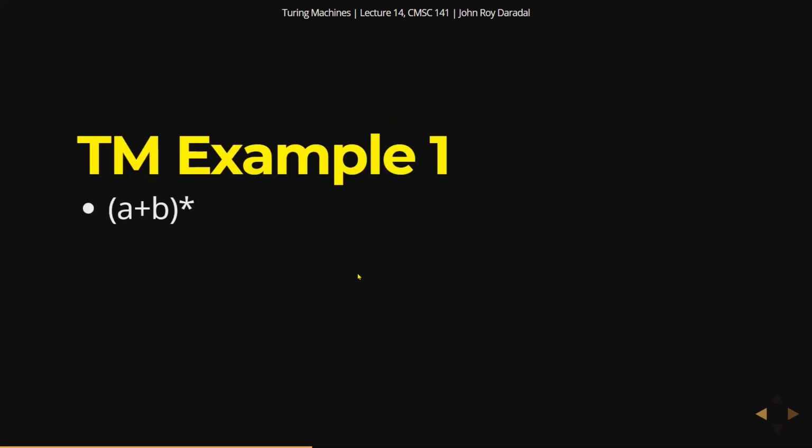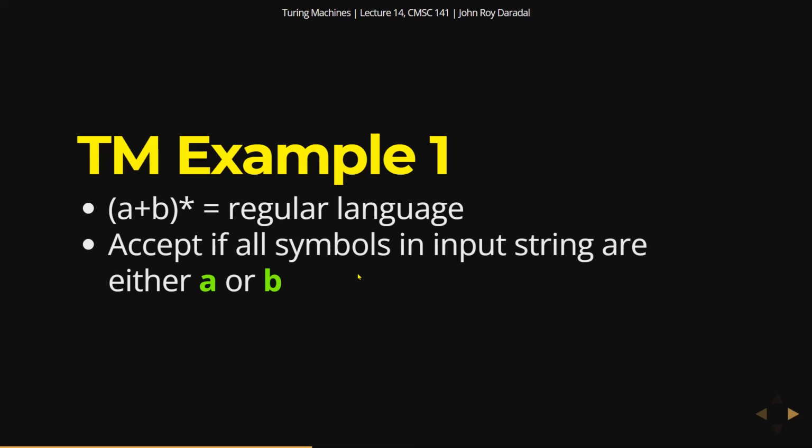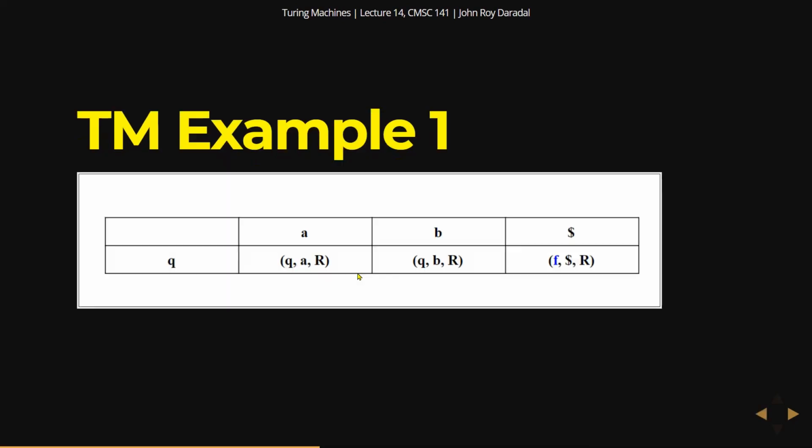So let's start with the first one, (A plus B) star. So this is a regular language, as I mentioned, because of the regular expression, and you only accept if all symbols in the input string are either A or B. Okay, so as long as it's A or B that you are seeing, you should be fine. So the Turing machine for this is pretty simple. You only have two states. You have Q, which is the starting state, and F as the final state.